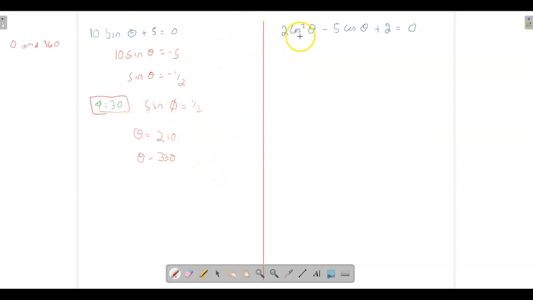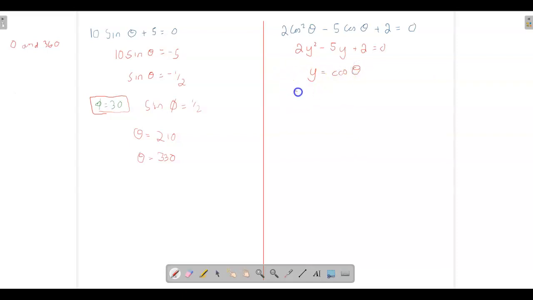So a bit more complicated. This is 2 cosine squared theta. So if we put the 2 there, it means cosine squared theta. Now imagine, if we replace the cosine squared with a y, it's actually just a quadratic equation, like this. You might want to do this for the first couple until you get used to it. The y is cosine theta.